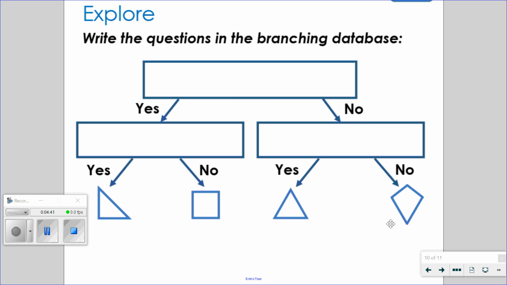These are the answers. Can you write the questions so that anyone following your chart will end up at the right shape? So, for example, you could have a question like, does the shape have equal sides? Or does the shape have equal angles? It's up to you. Also, you might want to start at the top, or you could work backwards from the bottom, it's up to you.